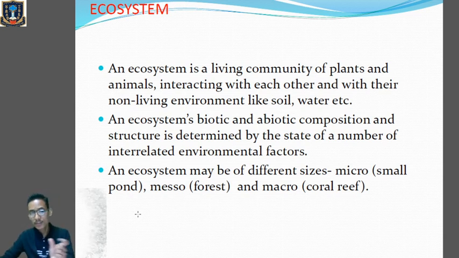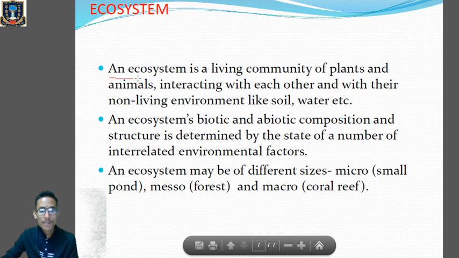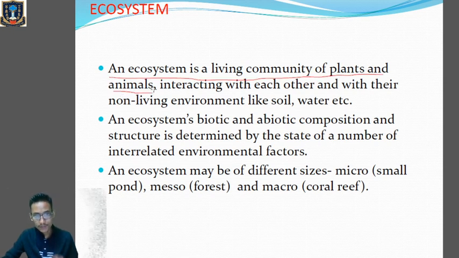So kindly note the definition. An ecosystem is a living community of plants and animals. What does that say? Ecosystem is a living community. Community means a group of organisms belonging to different species. So we will find species from different groups. You can say organisms from different species, and those species can be plant and can be animal.